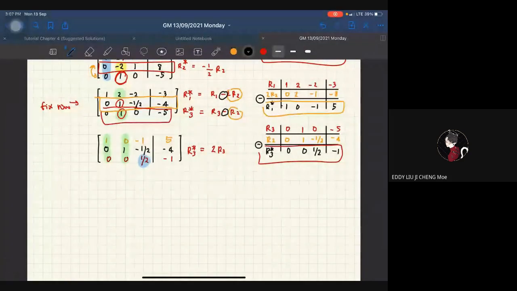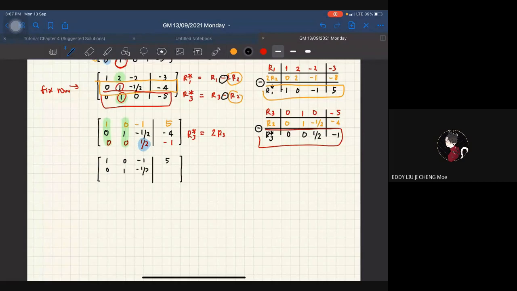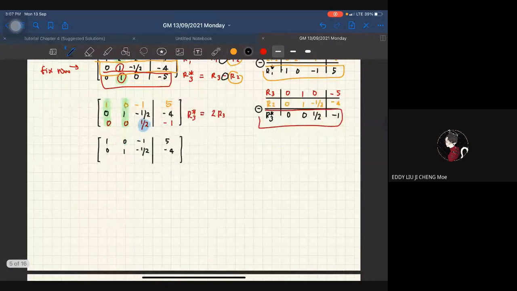Okay, so salin balik. Okay, so fixed row is the second and first row. So you just write it back without any changes. Okay, second row is 0, 1, -1 over 2 and then -4. Okay, so for the third row, kita akan darabkan everything dengan 2. So 0 times 2 is 0, 0 times 2 is 0, 1 over 2 times 2 is 1 and then -1 times 2 is -2. Okay, settle dekat situ.